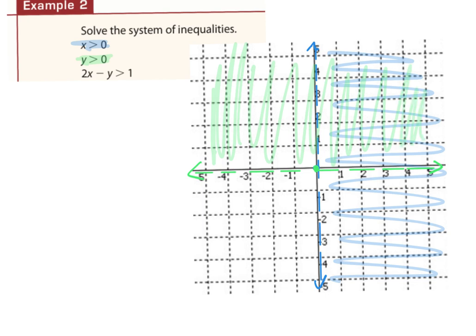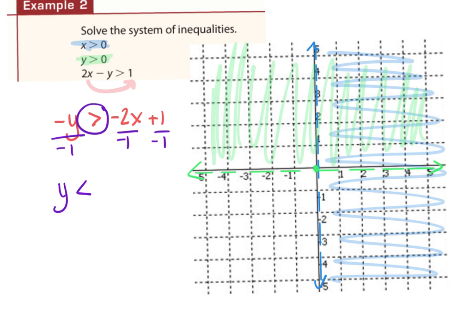And then we actually have a third line. We're going to do that like we did all the other ones that we just did. So we're going to take that line, we're going to move the x over. Negative y is greater than negative 2x plus 1. We are going to divide everything by negative 1. So we have y, and this is going to flip, less than positive 2x minus 1. And we're going to graph that line. Negative 1, up to over 1. This is also dashed because it is just less than.